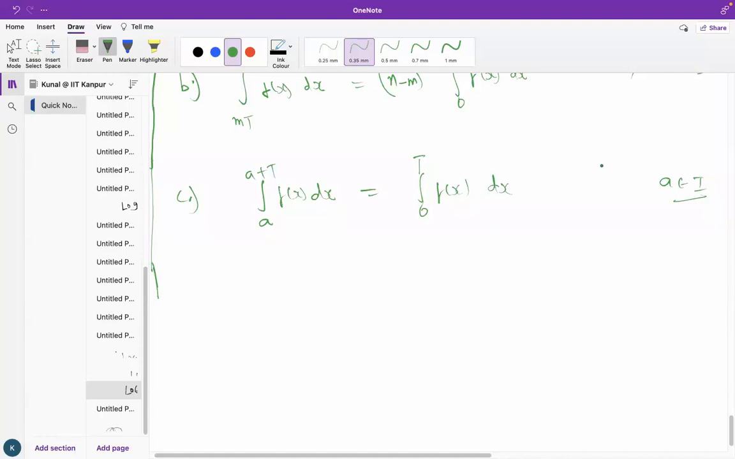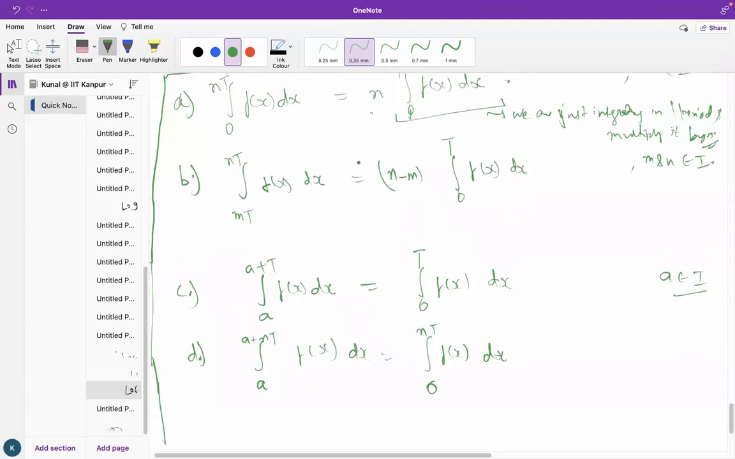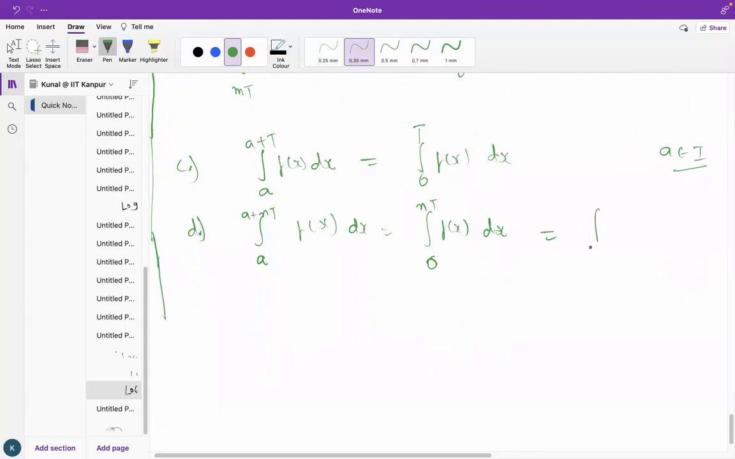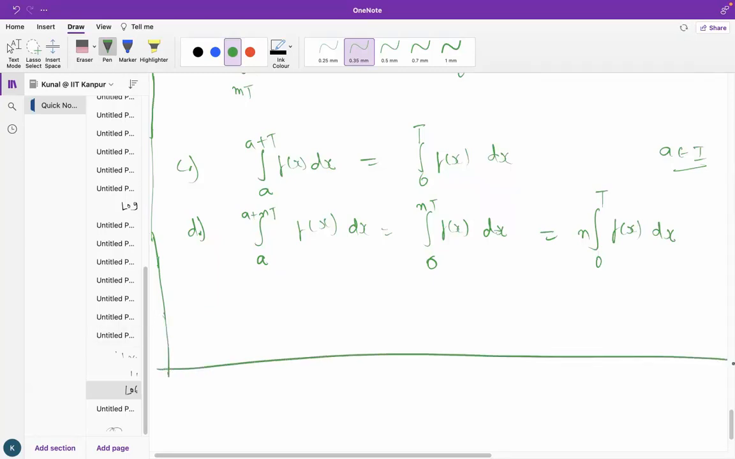Now let's move on to the fourth property, which looks like we are integrating from a to a plus nT, f(x) dx. This is actually equal to integrating from 0 to nT, f(x) dx, and when we apply property A, what we get, go through property A, is that it's also equal to n times the integral over one period. I hope you understand what I'm trying to say.